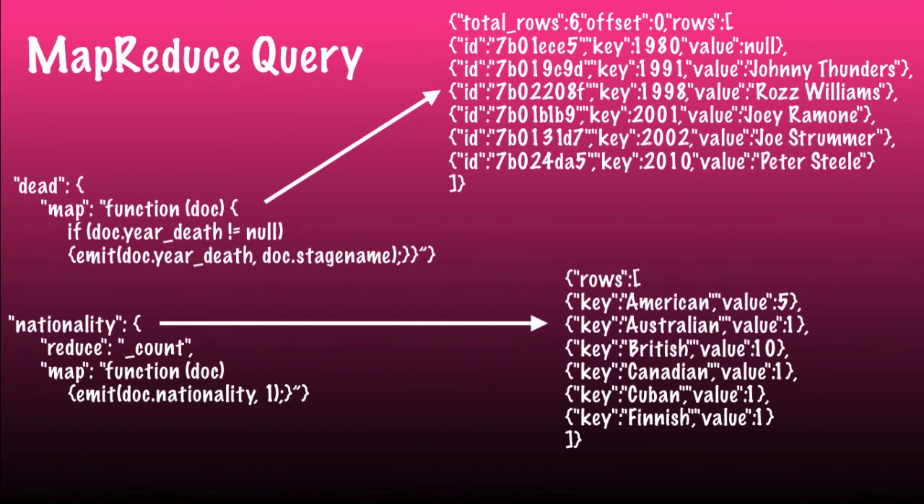And with the nationality query, again, this is the reduce section of the MapReduce functions. We're returned a key value system where the key is the nationality and the value is the count of people in the database of that nationality.